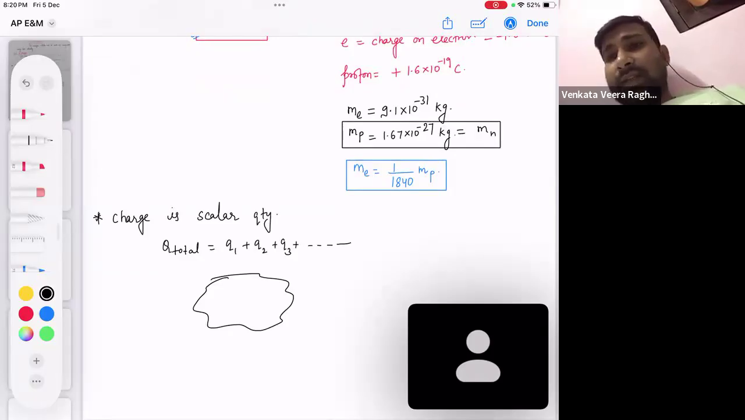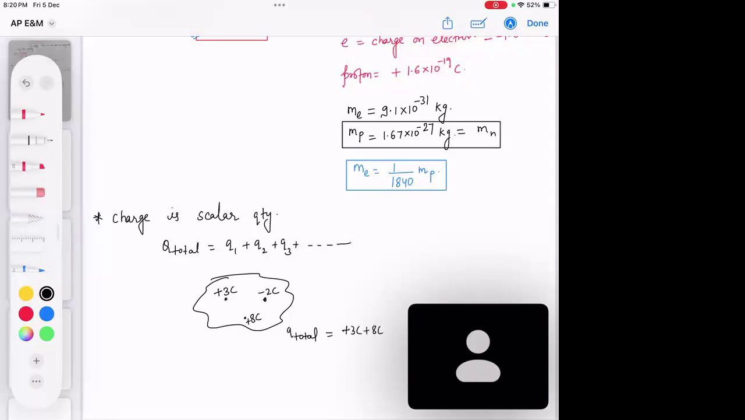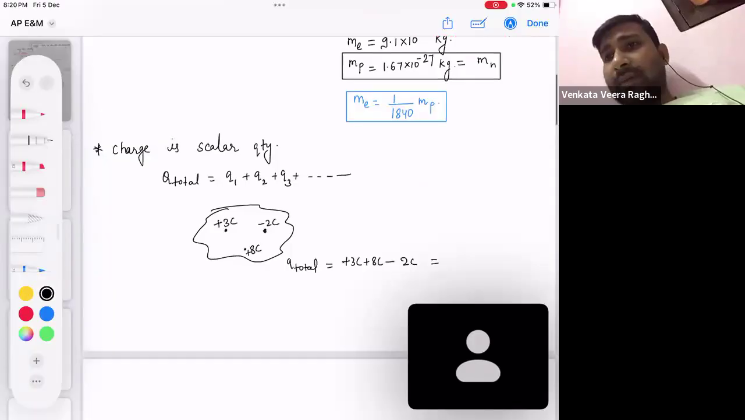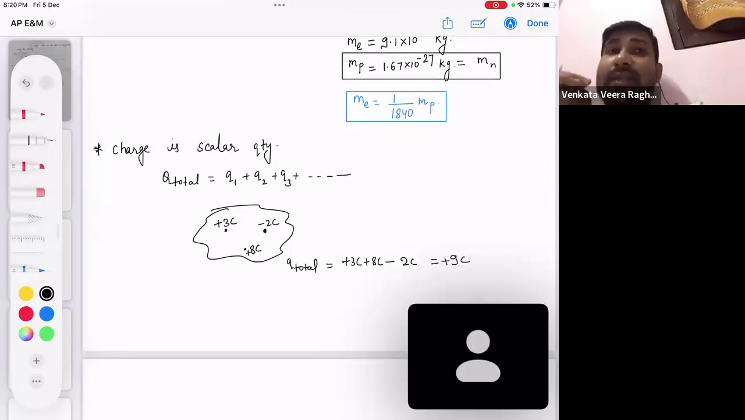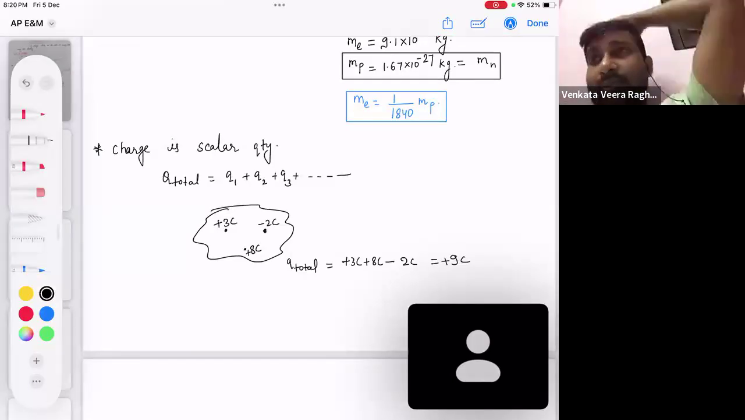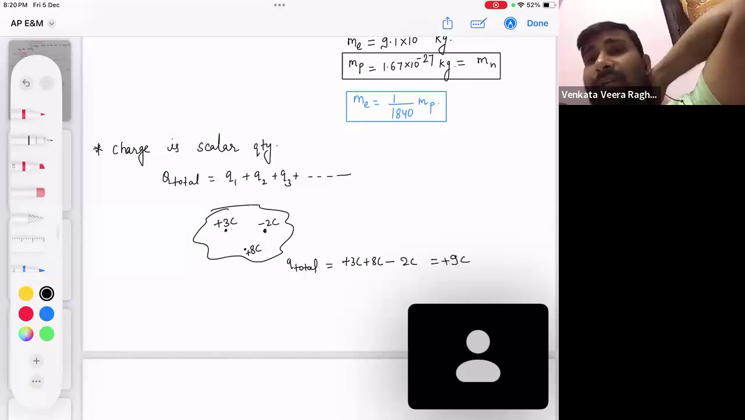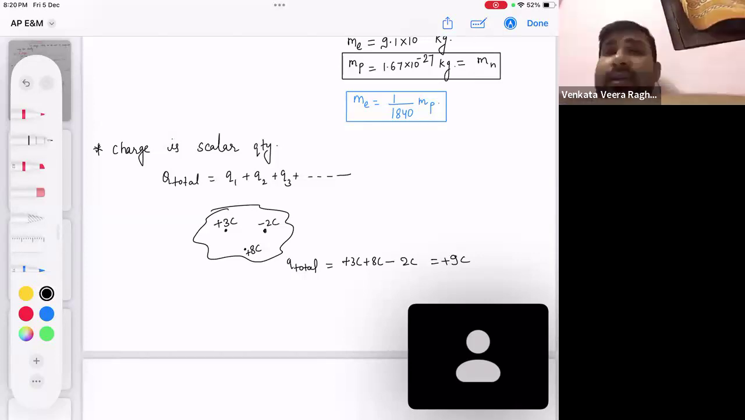Like, if I say in this container there is a charge of 3 coulomb, another charged particle of minus 2 coulomb, and one more charged particle of plus 8 coulomb. So what is going to be the total charge here? 3 coulomb plus 8 coulomb is 11, and the other charge is minus 2 coulomb. So the total charge here is going to be plus 9 coulomb. So charge is a scalar quantity. That means to add the charges, we don't need vector algebra or anything. We can just add the charges the way we add in algebra. Is that clear?